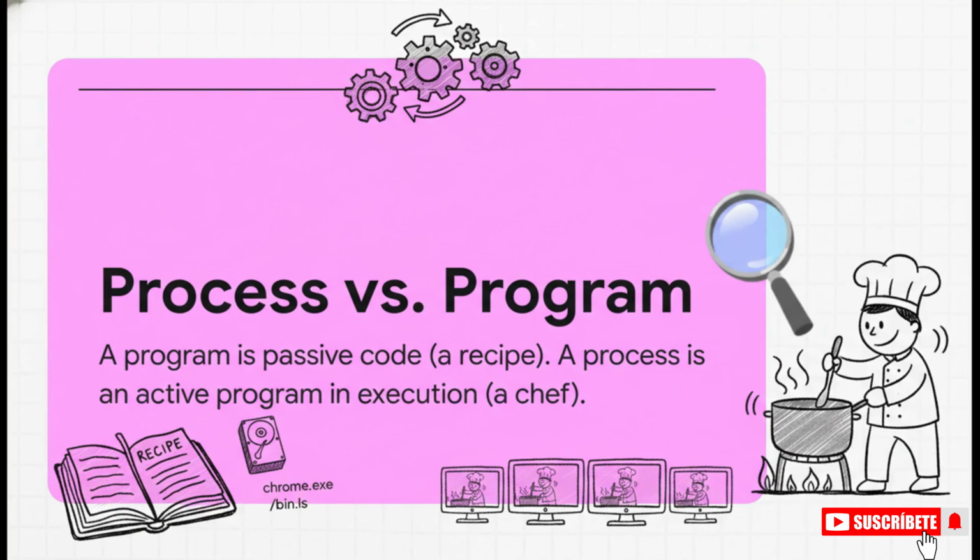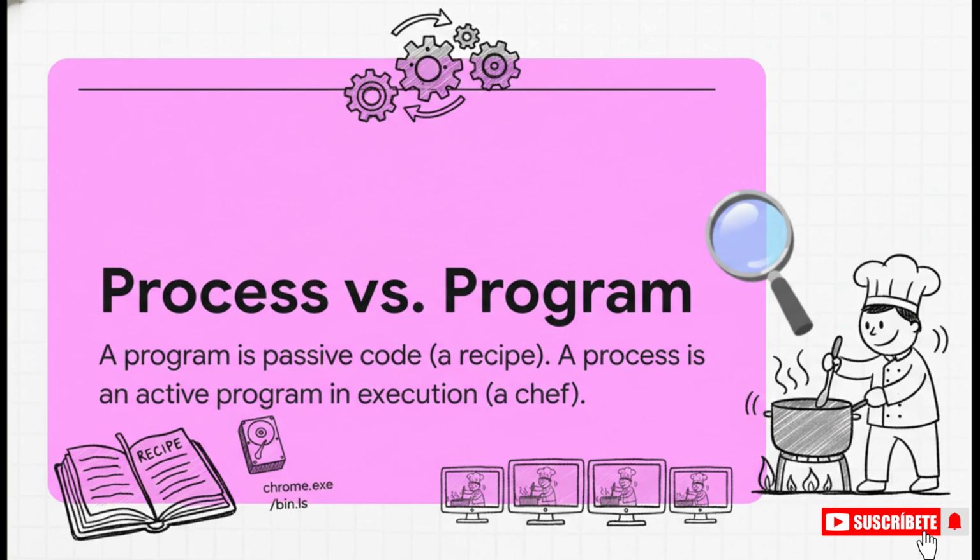Now, this brings us to a really important distinction. We tend to use the words program and process like they're the same thing, but in the world of operating systems, they are totally different. A program is, well, it's passive. It's dead. Think of it like a recipe in a cookbook. It's just a file on your hard drive like spotify.exe. It's just sitting there, not doing anything.